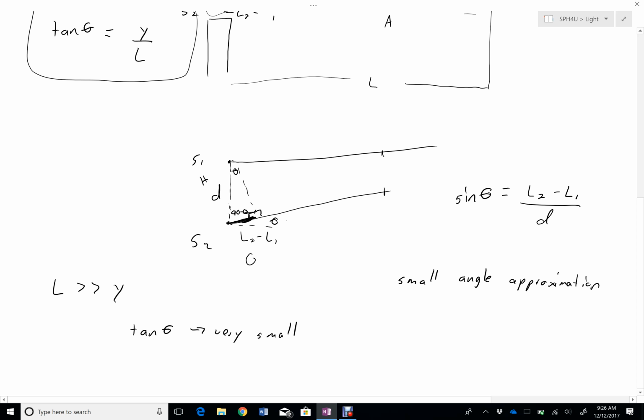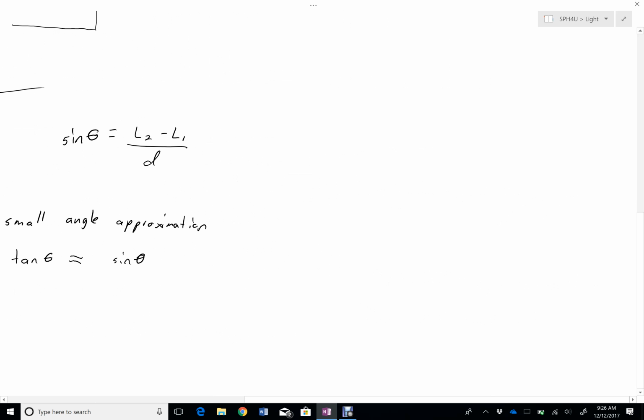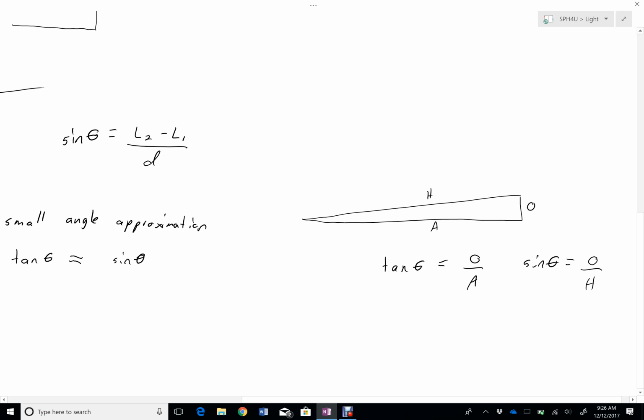This is very handy in this case, and this tells us that tan theta and sine theta are the same for very small angles. As a quick side note here, imagine a very small angle. This will be our adjacent, and this will be our hypotenuse, and this will be our opposite. Tan theta is our opposite over our adjacent, and sine theta is our opposite over our hypotenuse. So the small angle approximation is saying that our adjacent is approximately equal to our hypotenuse. If this angle is small, that's pretty true.